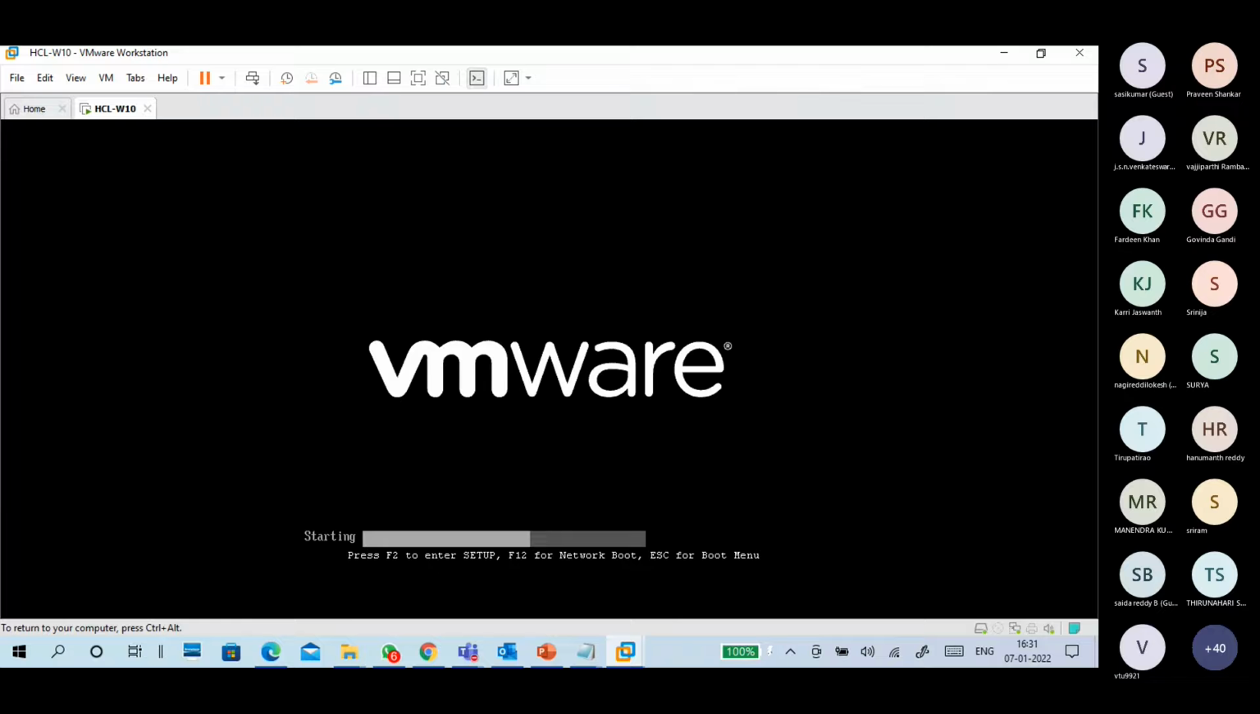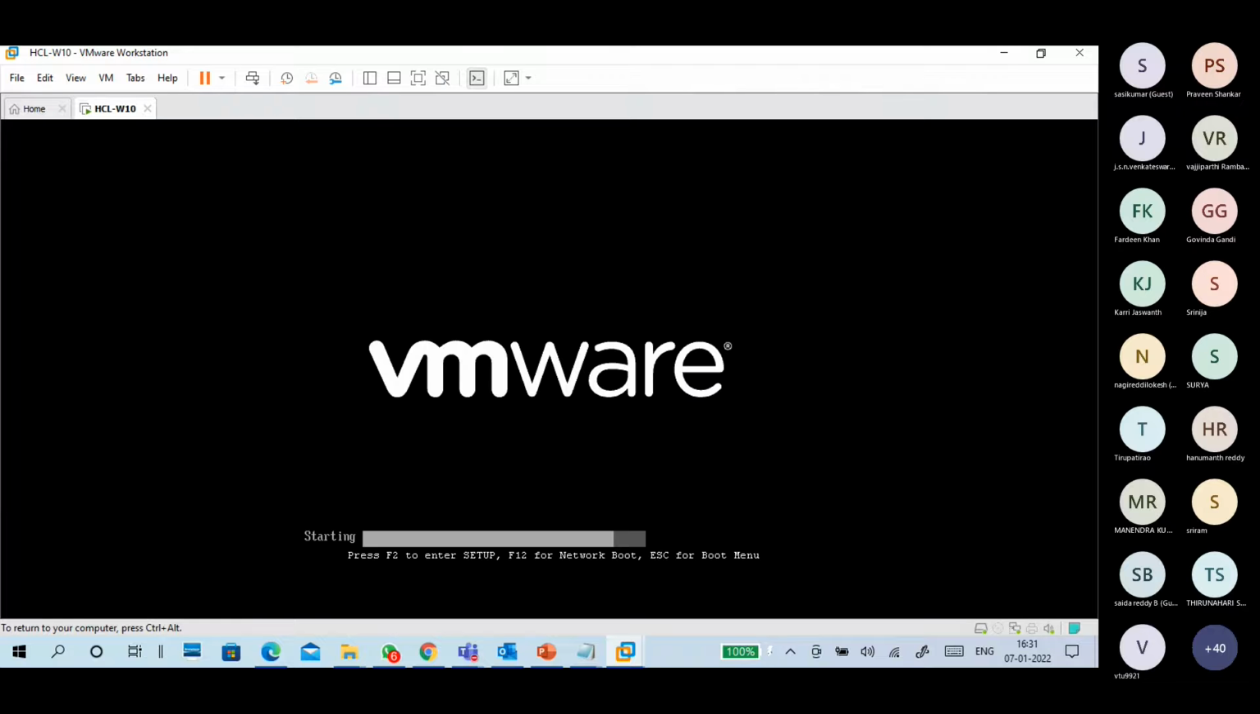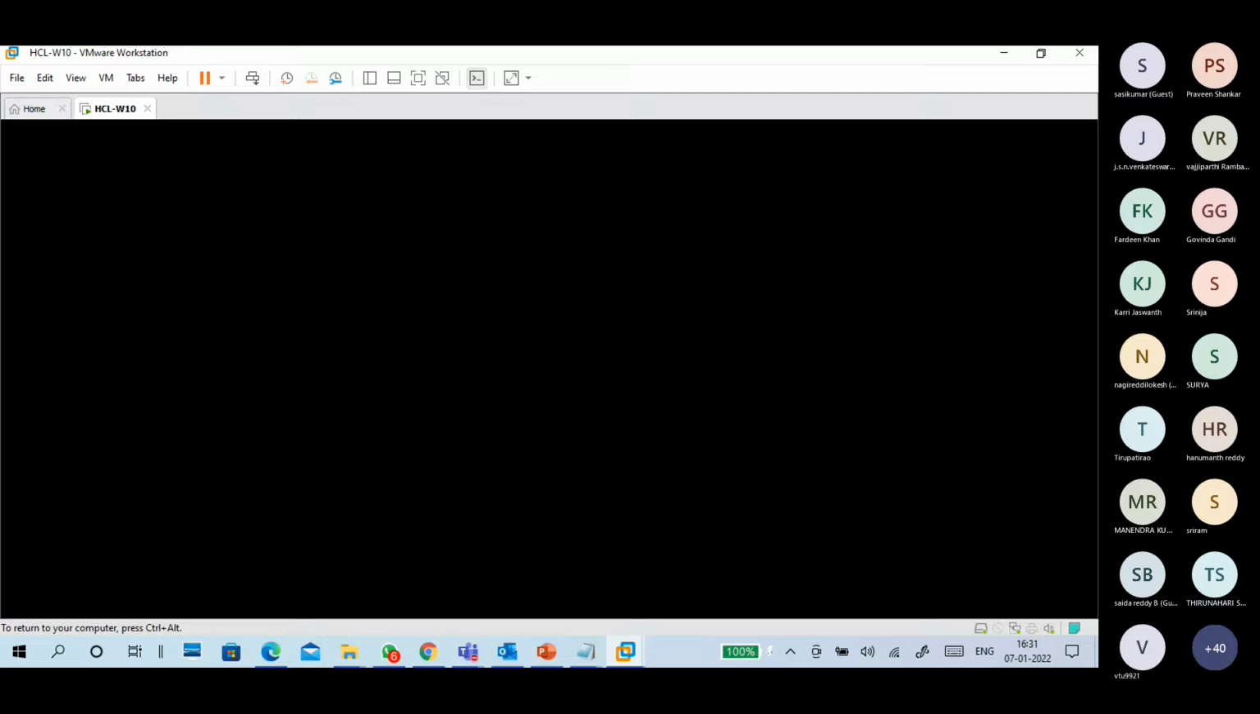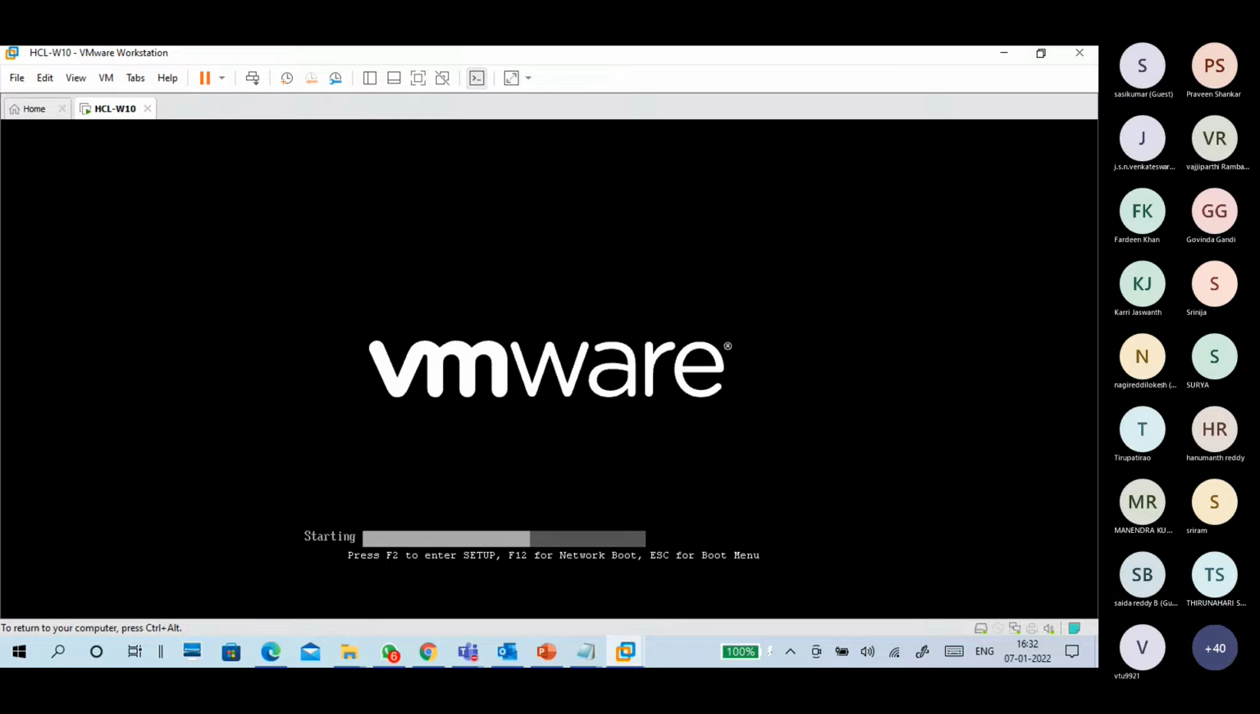See, press F2 to enter setup. Press F12 for network boot. Press Escape for a boot menu.